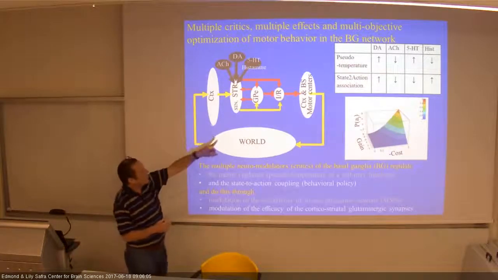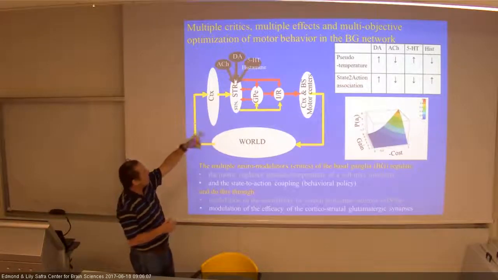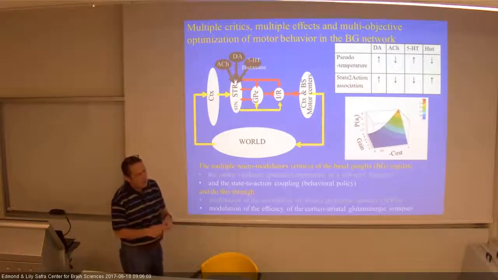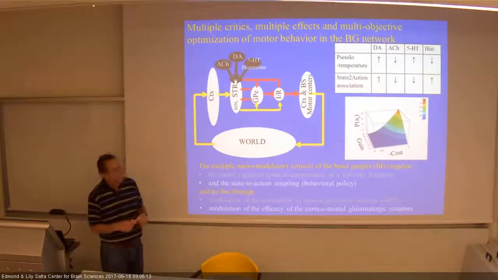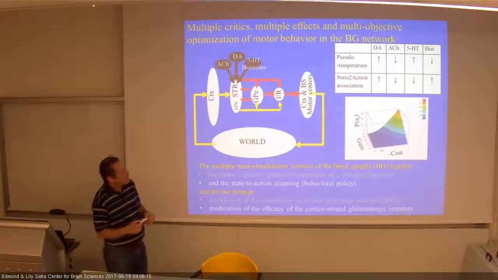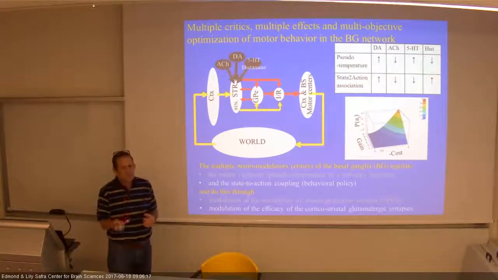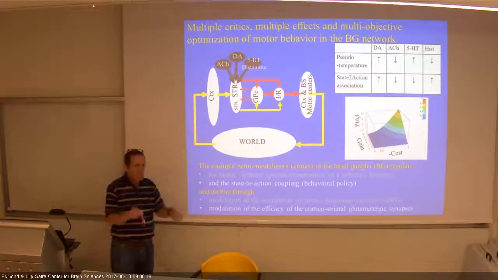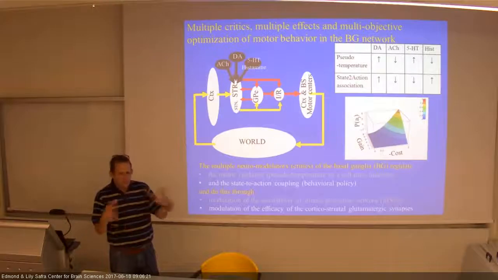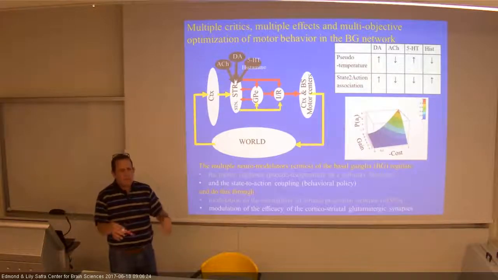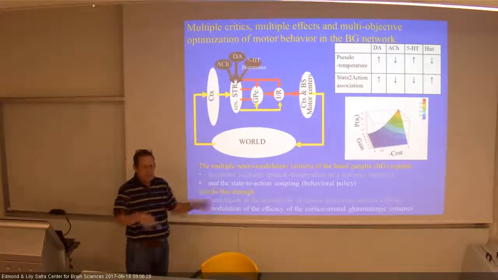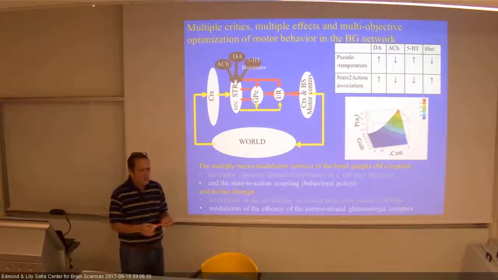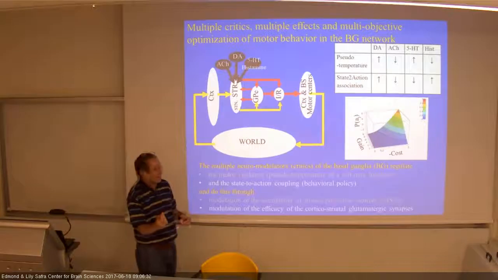And these four modulators of the basal ganglia that you see above, dopamine, the cholinergic interneuron of the striatum, the 5-HT serotonin, and the histaminergic teacher, have different effects on the pseudo temperature or the excitability and on the state-to-action coupling. So we need all four of them, okay, in order to have the full combination. And let's see the logic about it, okay?